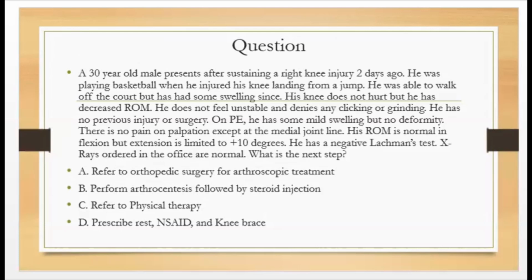On physical exam, he has some mild swelling, but no deformity. There is no pain on palpation except at the medial joint line. His range of motion is normal in flexion, but extension is limited. So that is the buzzword. Extension is limited. He has a negative Lachman test. X-rays ordered in the office are normal. So what do you do?